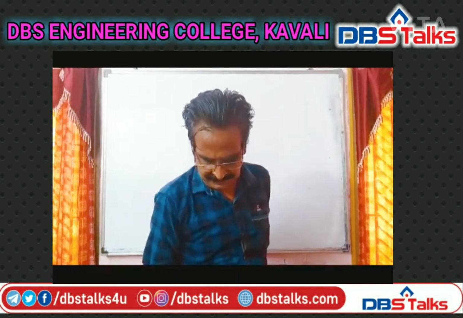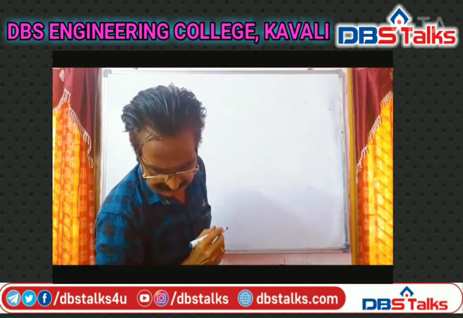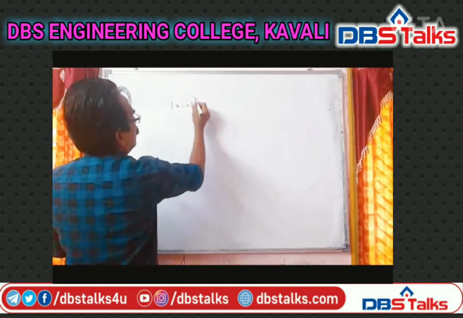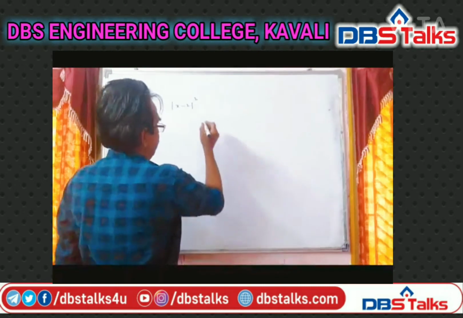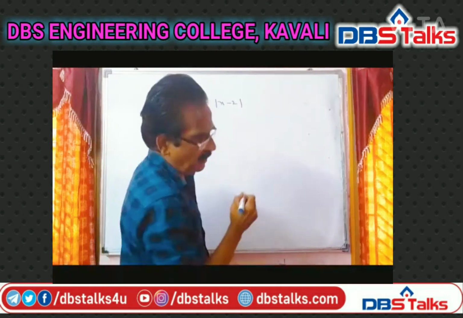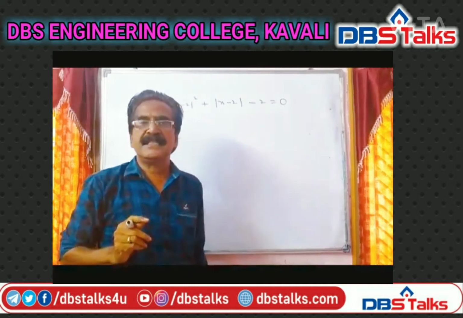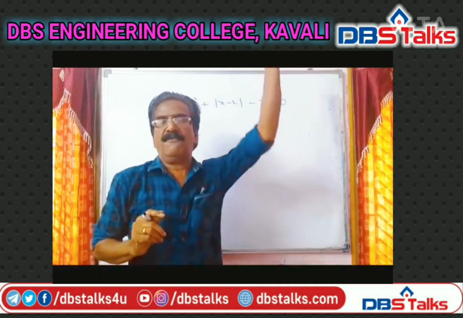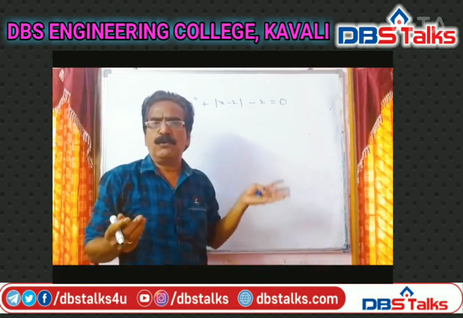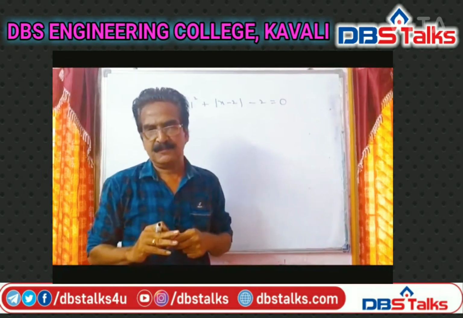The sum of all the real roots of the equation mod x minus 2 whole square plus mod x minus 2 minus 2 is equal to 0. This is the given equation. The sum of all the roots. How many roots, we don't know. Let us see.